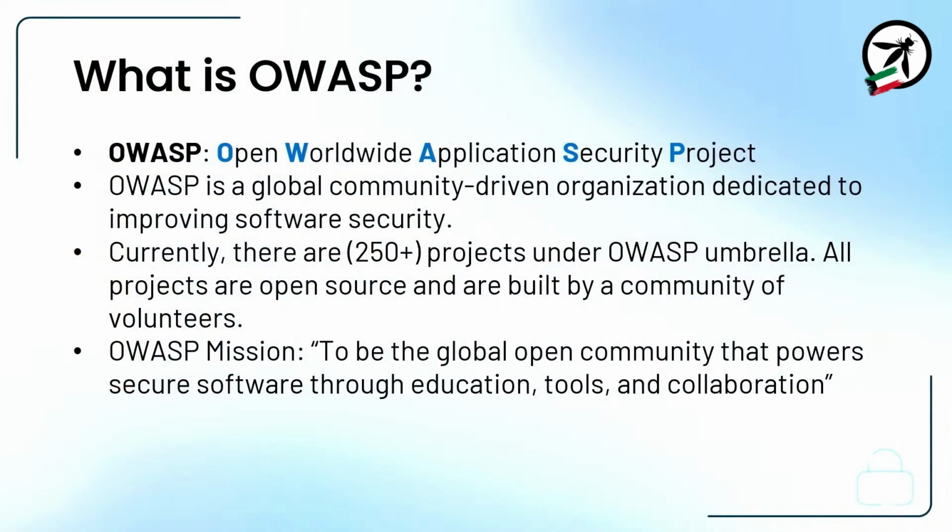OWASP stands for Open Worldwide Application Security Projects. Most of us know OWASP through the OWASP Top 10 project. And this project is one of the multiple flagship projects under the OWASP umbrella. Currently there are more than 250 projects. All of them are open source, and all of them are built by the community for the community.